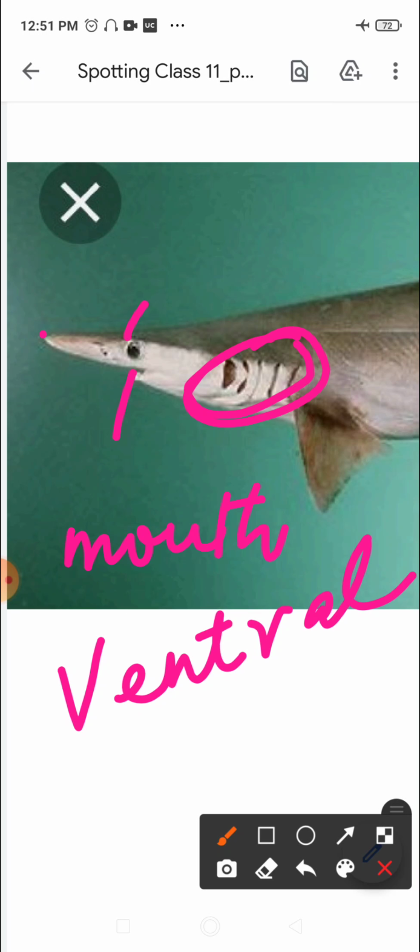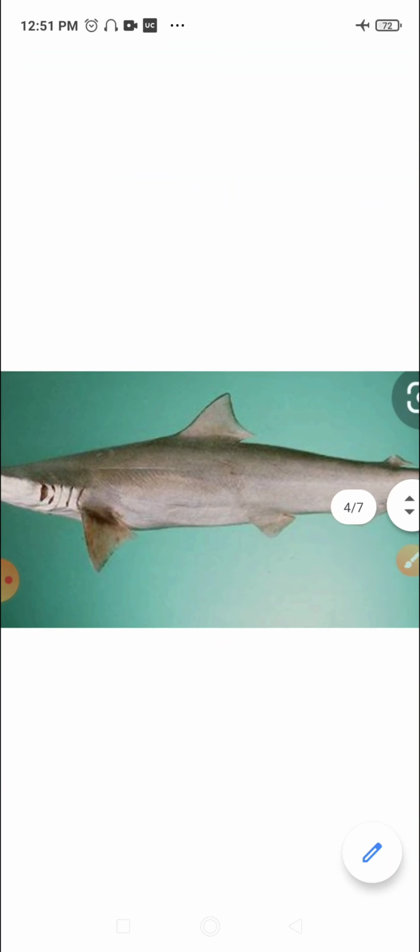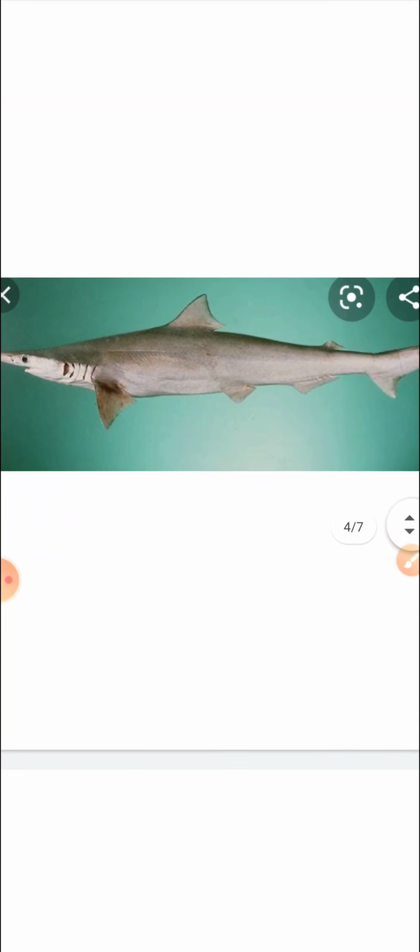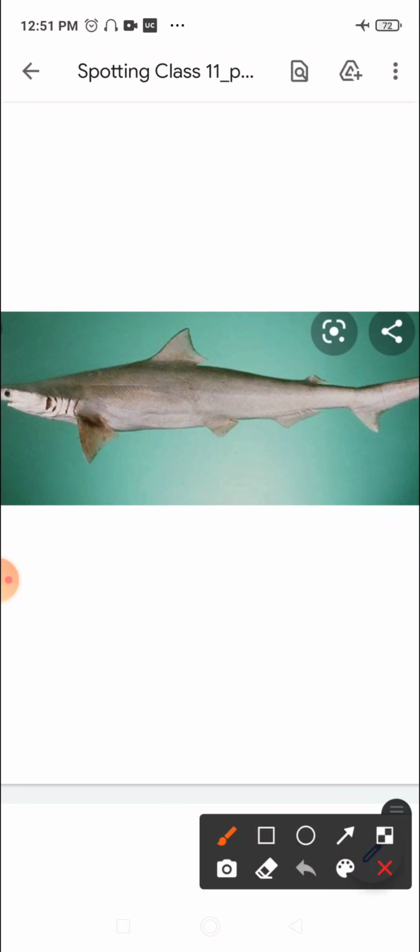2 mid-dorsal and 1 mid-ventral. Now we can see the diagram here, 2 mid-dorsal and 1 mid-ventral, 1 caudal and 2 pairs of lateral, pectoral and pelvic fins are present for swimming, right?